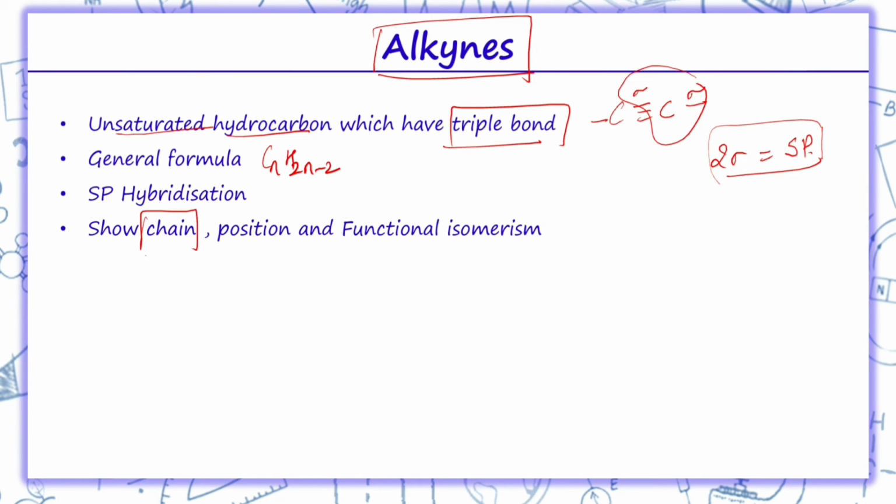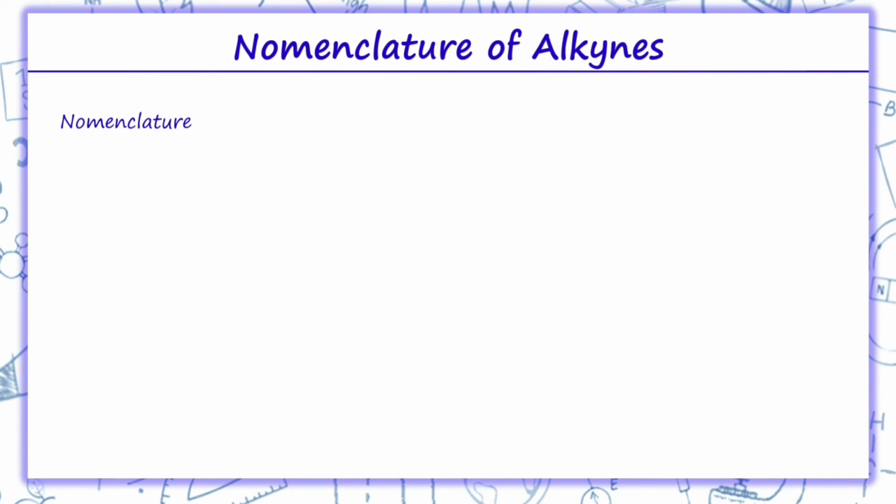Alkynes show chain, position and functional isomerism. Coming on to nomenclature of alkynes. Let us suppose we are provided with CH triple bond CH, this is one carbon and this is the second carbon. So its IUPAC name will be ethyne, because for two carbons the word eth is used, and since there is a triple bond, the suffix "-yne" will be used.